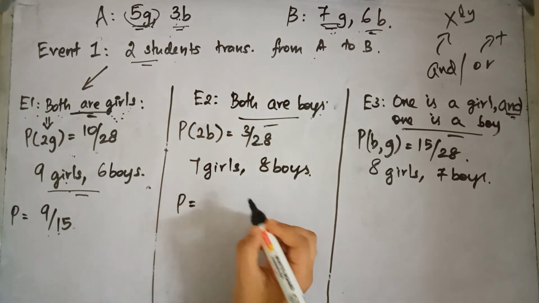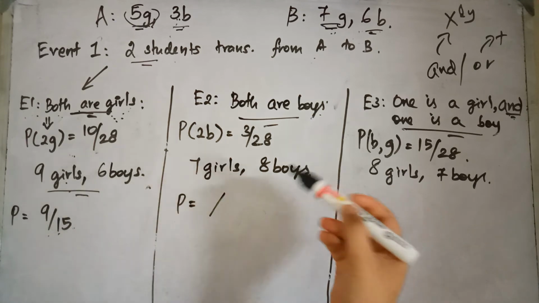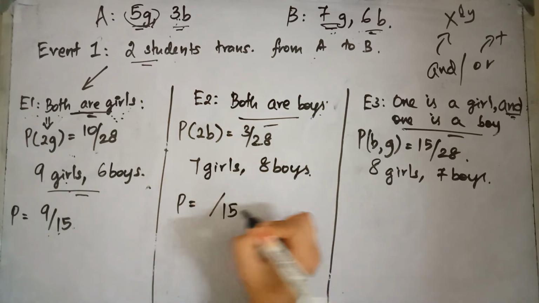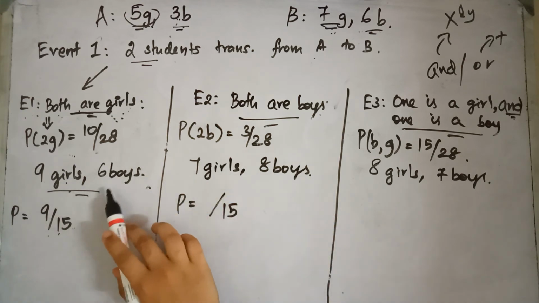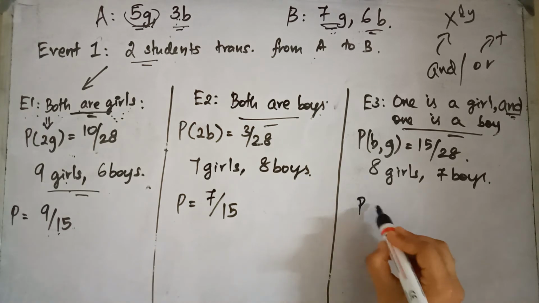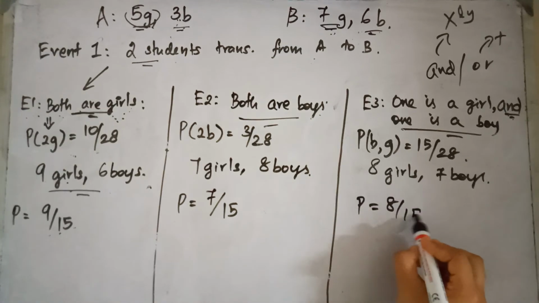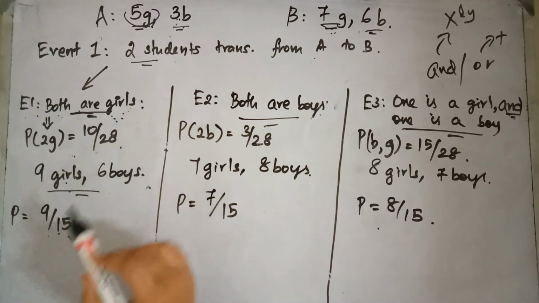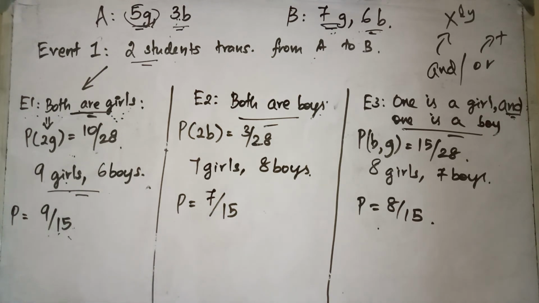In this case, the probability of choosing a girl will be different because the number of girls and boys is different. We'll have a total of 15 as in this case, but the probability will be 7 by 15. Here it will be 8 by 15. Okay? So these are the probabilities of choosing a girl. Now we have two probabilities. What do we do with these two probabilities? Do we add them or do we multiply them?